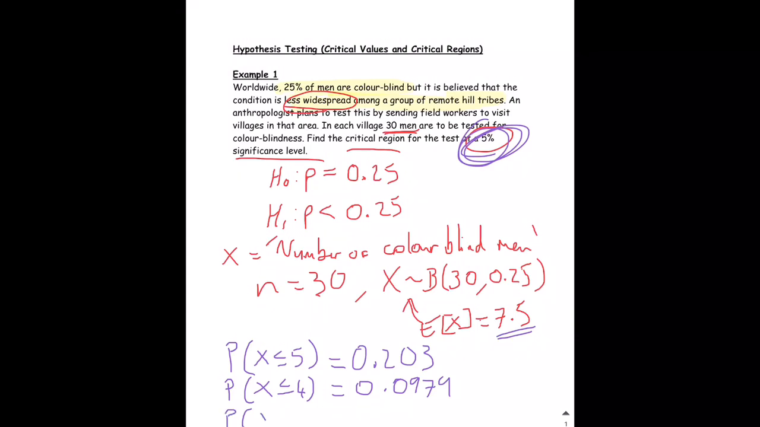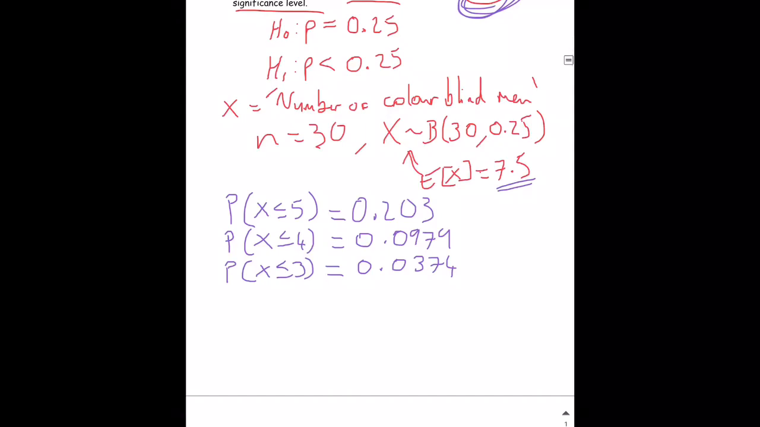So again, even more extreme, even further away from what I'm expecting, but if only 3 or less of them are colourblind, well, that's 0.0374. Right, so 3 would be the first value where it's less than 5%. So that is the value where I would start rejecting H naught. So my critical region, which is what the question asks for, is x is less than or equal to 3.